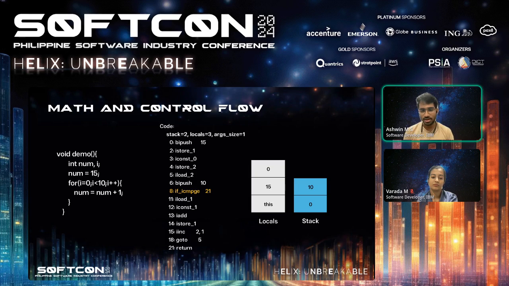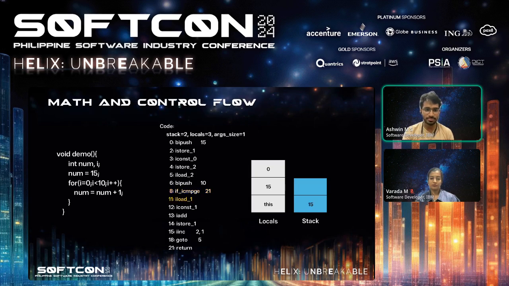That is 0. When you pop an element from this stack right now, the first thing that's going to come out is 10. So we do that comparison, and if that comparison is satisfied, it goes to the address 21. That is the return. But in this case, 0 is less than 10, so you don't actually have to jump. We're moving on to the instruction in line 11.